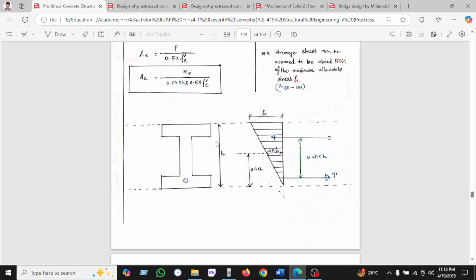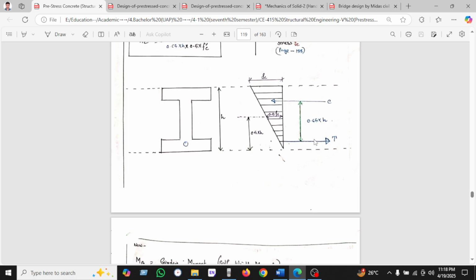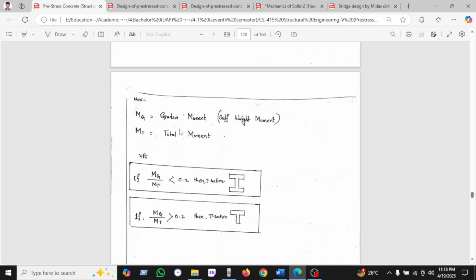We have seen the I section of the beam. This is the depth H, and this is the 50% of stress of concrete. The compression force is taken at 65% from the bottom. This is the compression stress, and this is the tension stress. Okay, so Mg, the girder moment, is the self-weight moment, and Mt is the total moment.